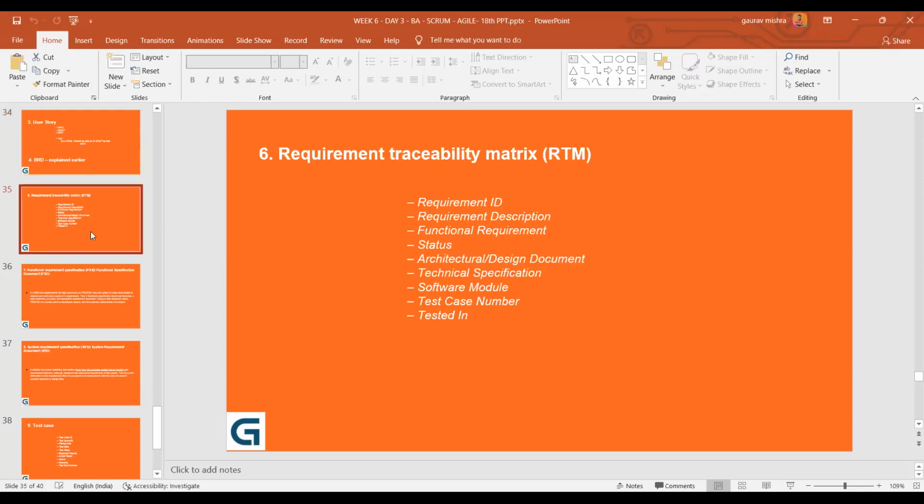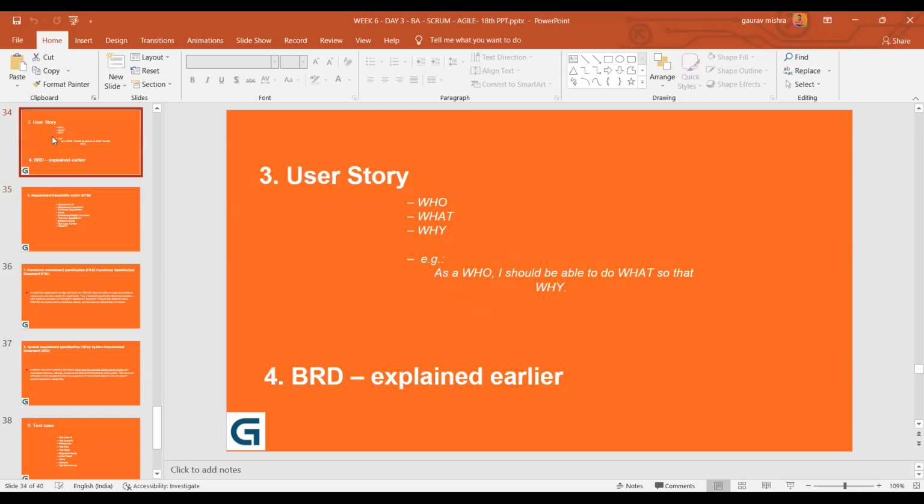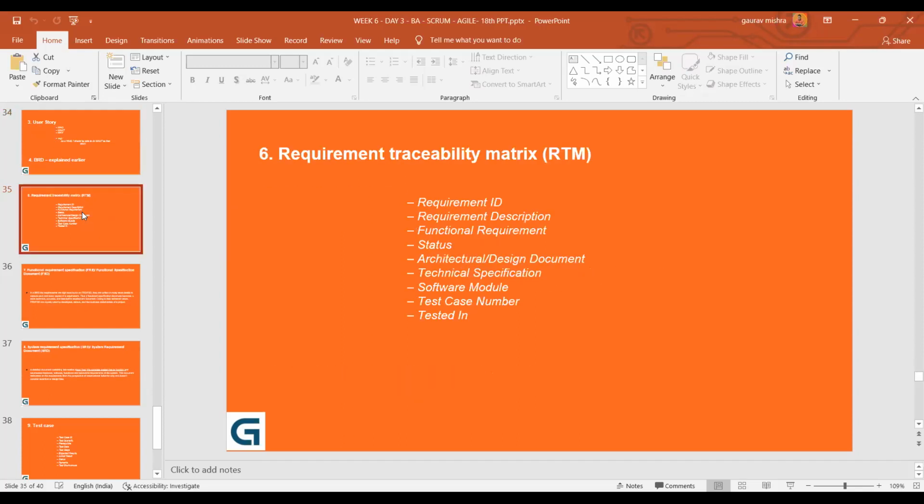Then comes the requirement traceability matrix. Here the requirement ID will be captured from the BRD document, the business requirement document, and the requirement description will go into it. This can be captured in a spreadsheet. However, the BRD can be written in a Word file or word processing file. Then the requirement traceability matrix will also have, against the requirement description, the functional requirement, how they will function, that you are going to mention.